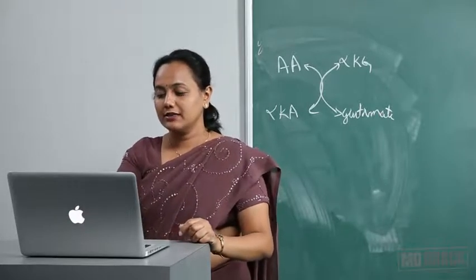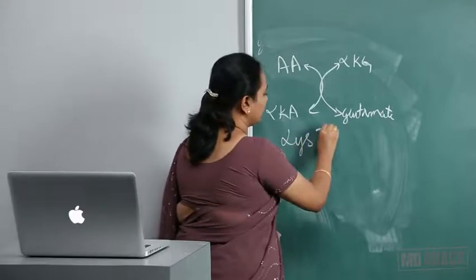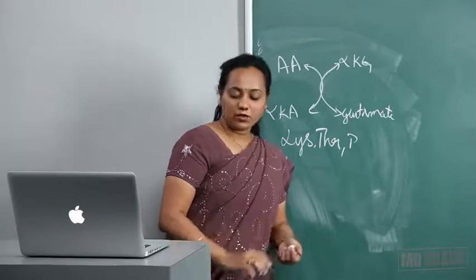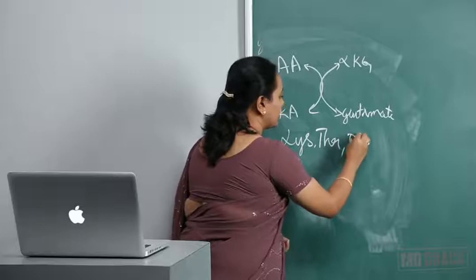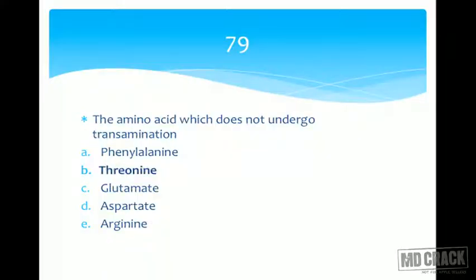Let's go to the next question. The amino acid which does not undergo transamination. This is something which you will have to remember. So the answer is threonine. Lysine, threonine, proline, hydroxyproline. These are the 4 amino acids. Lysine, threonine, proline and hydroxyproline. More than proline, it is hydroxyproline which does not undergo transamination. So which does not undergo transamination? Threonine. Out of all this, it is threonine. So lysine, threonine, hydroxyproline, hydroxylysine, etc. do not undergo it. Let's go to the next question.